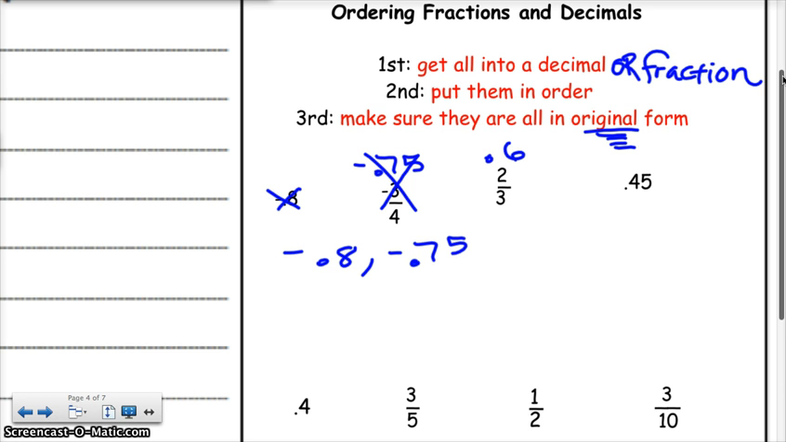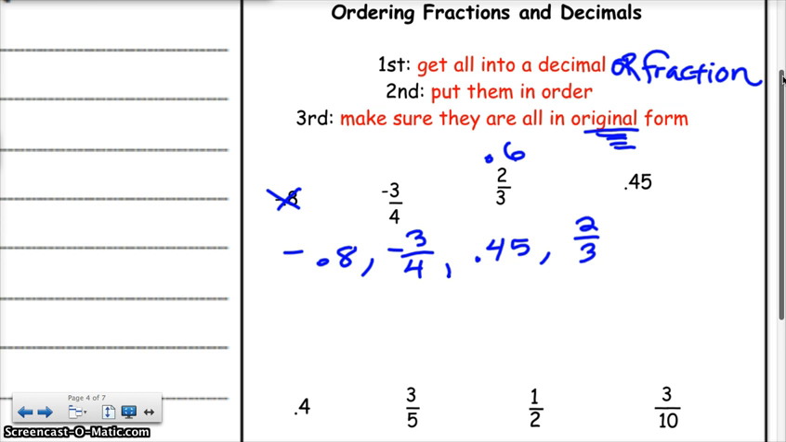Ooh, what did I do wrong here? I just did something wrong. Carter, what did I do? I put it in the form I made. That is not how they gave it to me. I have to put this as negative 3/4. Then 0.45 and 0.6. How do I write 0.6? 2/3.